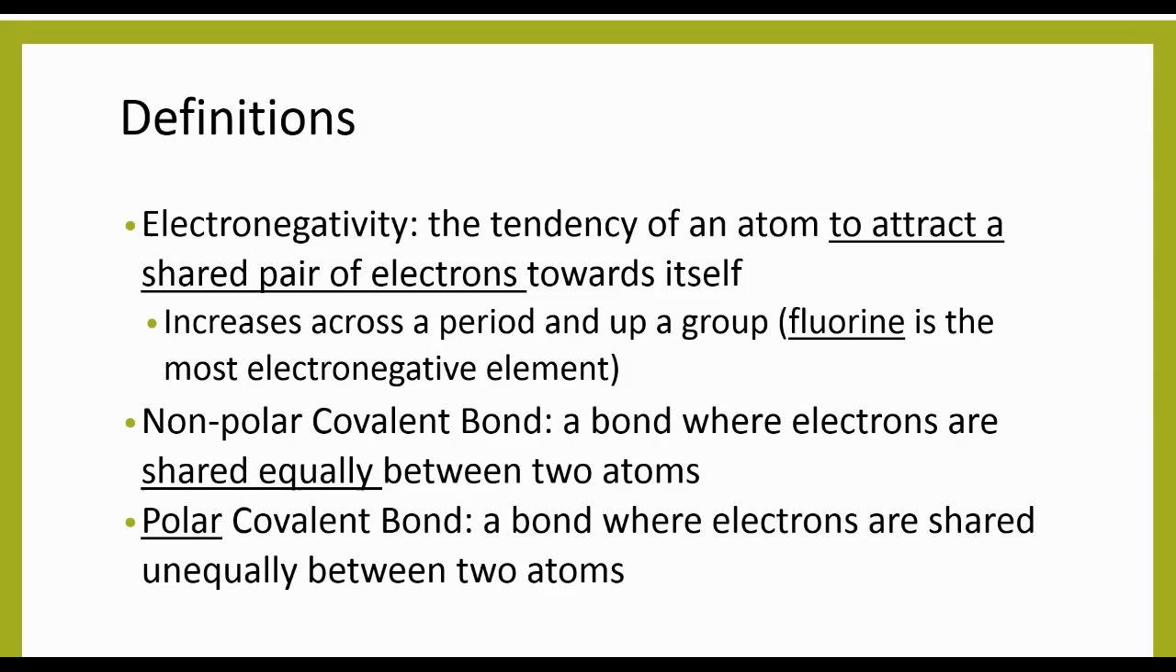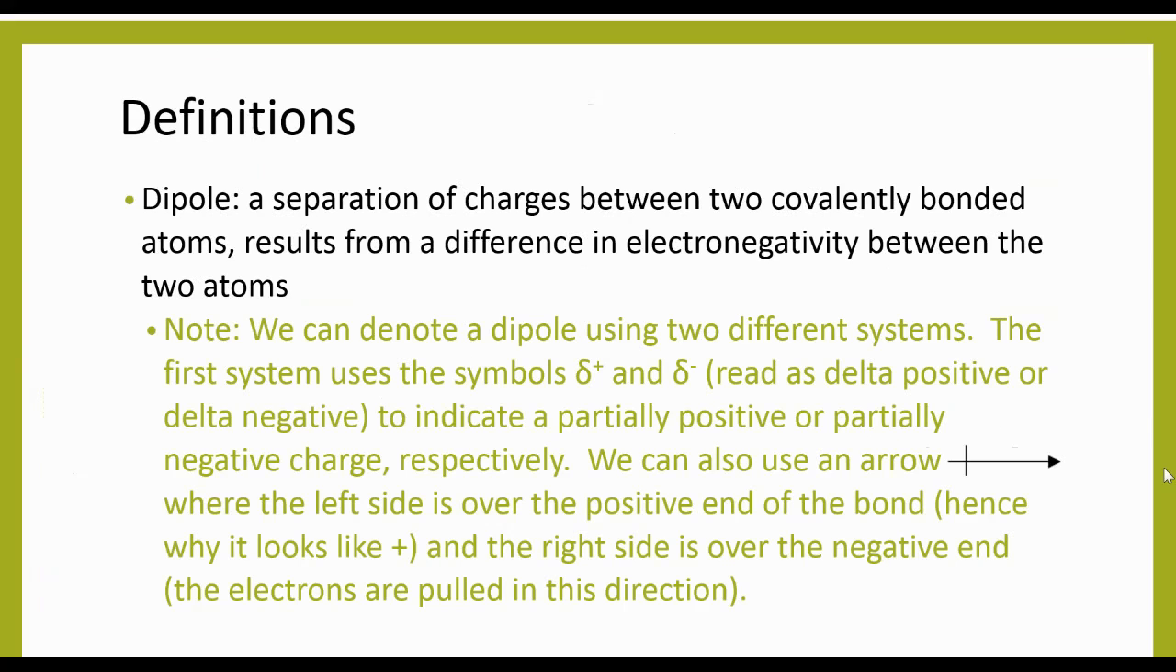Okay, so two other terms: nonpolar covalent bonds. We're going to talk about this quite a bit today. This is a bond where electrons are shared equally between two atoms. And then polar covalent is the exact opposite, a bond where electrons are shared unequally between two atoms. So they're still sharing, they're just not being nice about it.